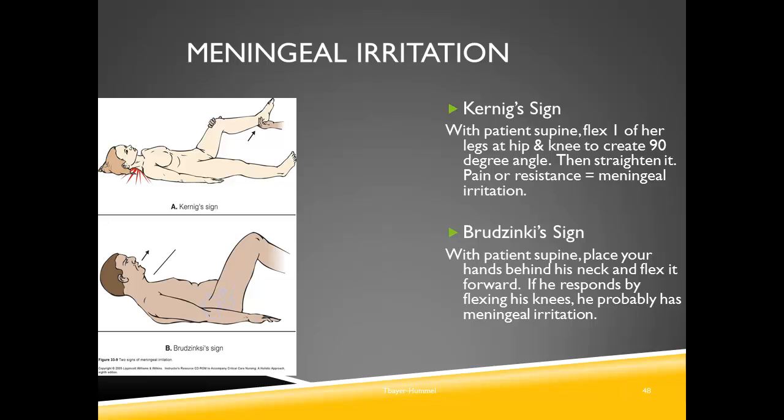Kernig's sign: with the patient supine, flex one of her legs at the hip and knee to create a 90-degree angle. Then straighten it. Pain or resistance equals meningeal irritation. Brudzinski's sign: with the patient supine, place your hands behind his neck and flex it forward. If he responds by flexing his knees, he probably has meningeal irritation. Again, an abnormal neurological finding.